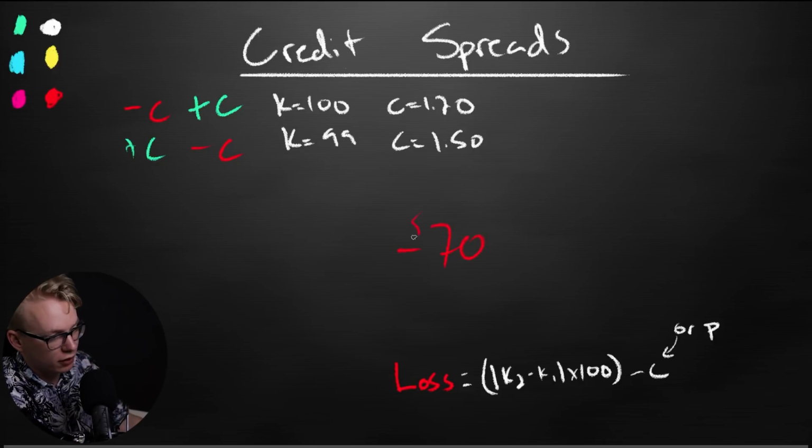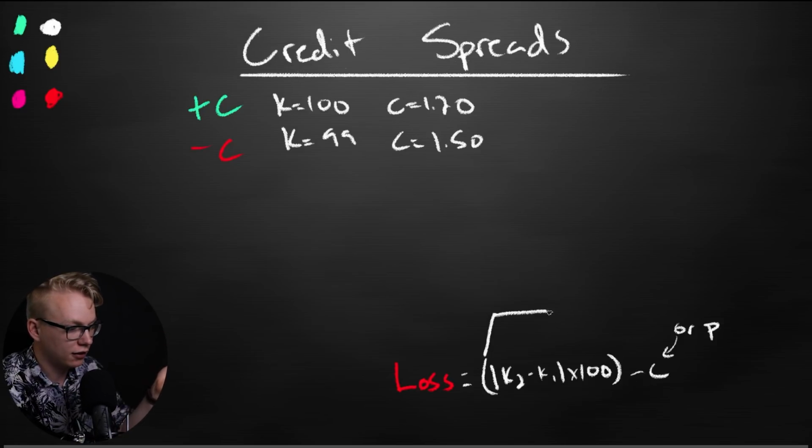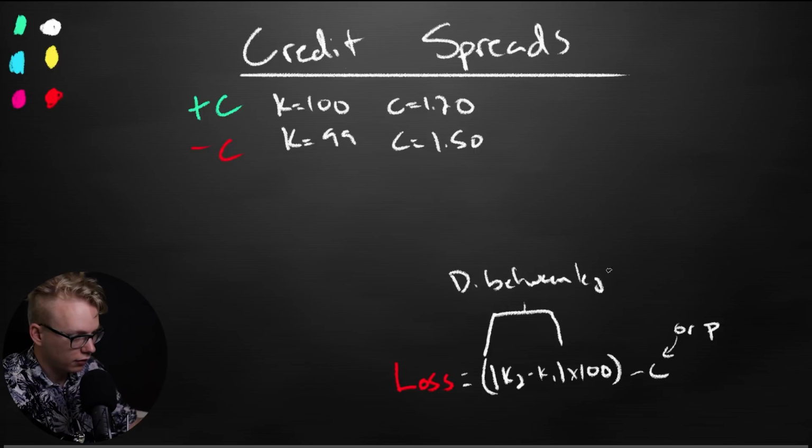We're going to lose $70 when we get assigned, but we're going to run through the numbers and I'll explain the formula and all that just like we did before. So let's take a look down here at this little formula again. It's actually the exact same thing. It is the distance between your legs, K, the absolute value of K2 minus K1 times 100, distance between legs times 100 minus the premium you received.